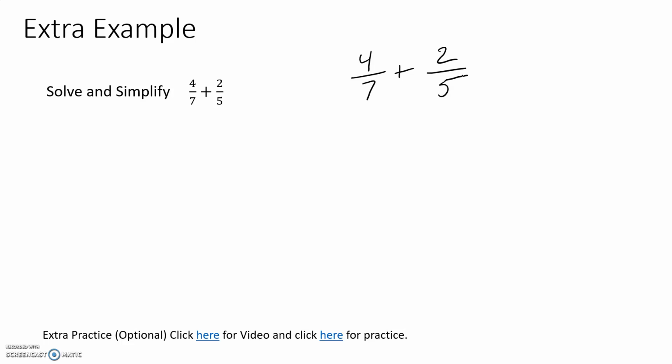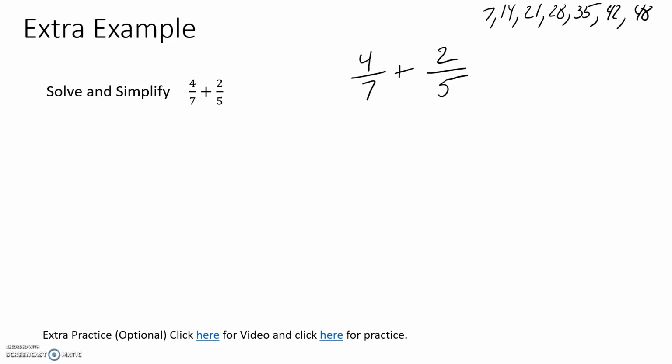Right, so the first thing I need to do, like I did in the first example, is look at the bigger number and find the multiples of that number. When I get to a common multiple between the two, I'm going to use that as my common denominator. So I'm just going to write out the multiples of 7. So 7, 14, 21, 28, 35, 40, 42, 48. I'm going to stop right there, okay?